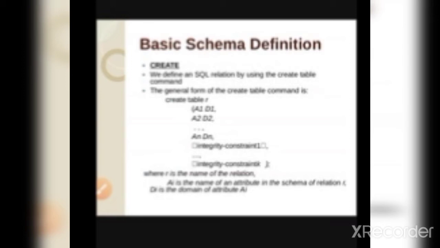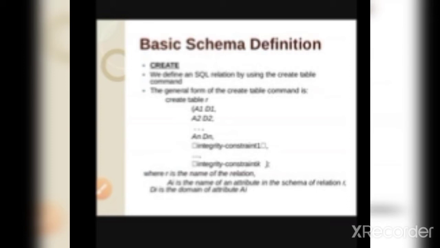The general form of the create table command is: create table R (A1 D1, A2 D2, ..., AN DN, integrity constraint 1, integrity constraint 2, ..., integrity constraint K), where R is the name of the relation, Ai is the name of an attribute in the schema of relation R, and Di is the domain of attribute Ai. So in this way we can create a table. This is the syntax for creating a table.